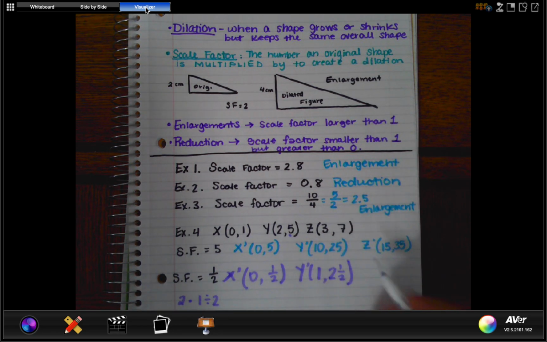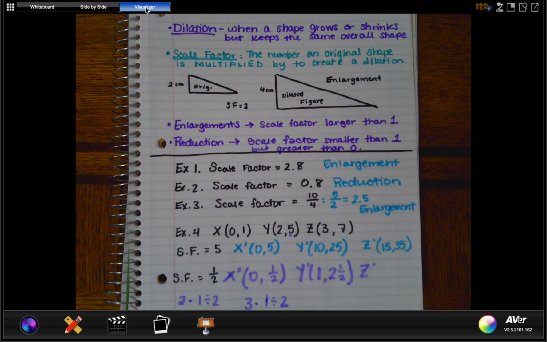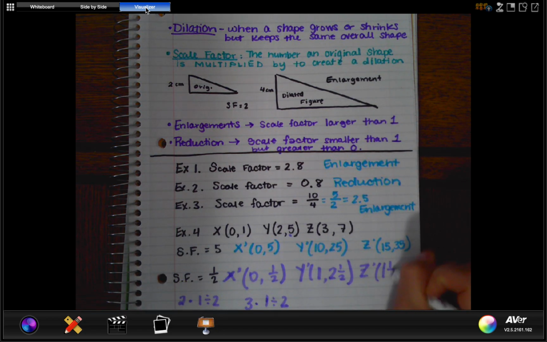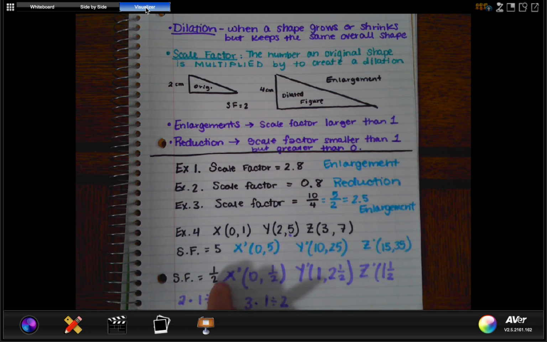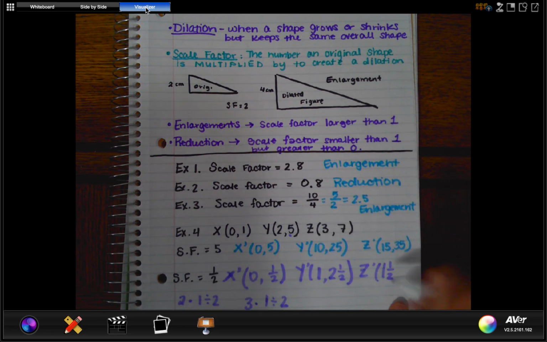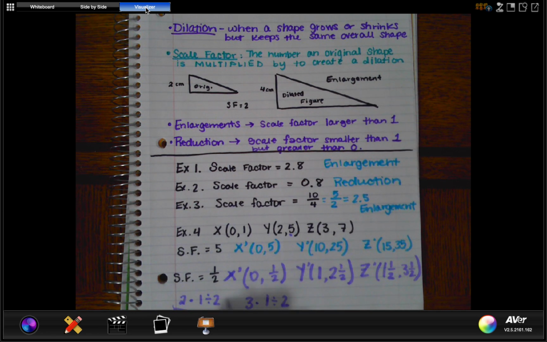All right, last but not least then, z prime, if you type 3, okay, you would type 3 times 1 divided by 2, and you get 1.5, or as a fraction it would be 1 1/2. And finally, 7 times 1 divided by 2, or 7 times 1/2, would give you 3.5, or 3 1/2. On these assignments, if you use a fraction, it's fine. You may also use the decimal feature, depending on what calculator you have. Most of them won't type fractions in, but you can always do the division.